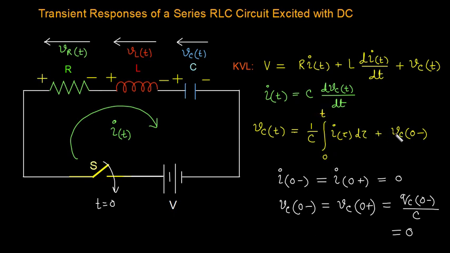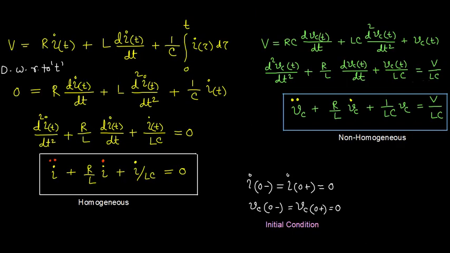The additional term represents the initial voltage across the capacitor, that is Vc(0-). This is due to stored charges. It is given by Qc(0-) by C. Here we have assumed the capacitor stored charge is 0, so Vc(0-) is actually 0. Let us substitute Vc with this expression in the KVL.